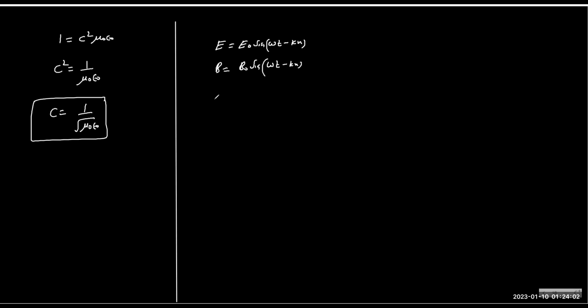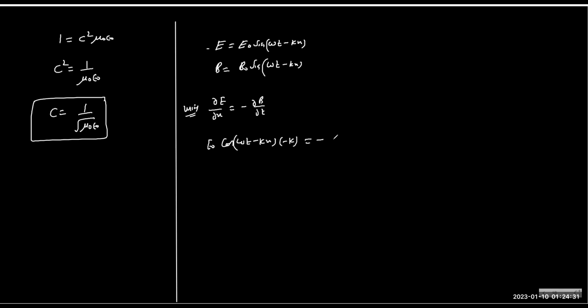And choose any equation: del E by del x is minus del B by del t. Using this equation, differentiate the first equation with x. What will we get? E naught, and sin gives cos, and the coefficient is minus k.